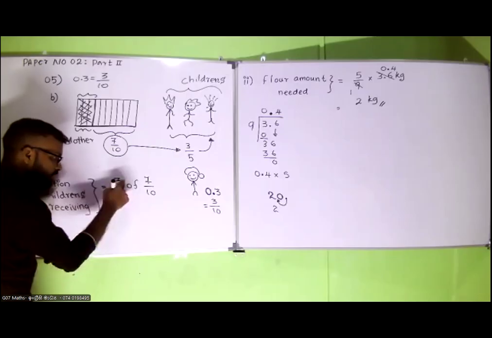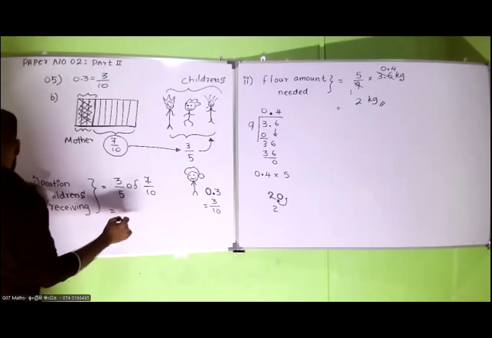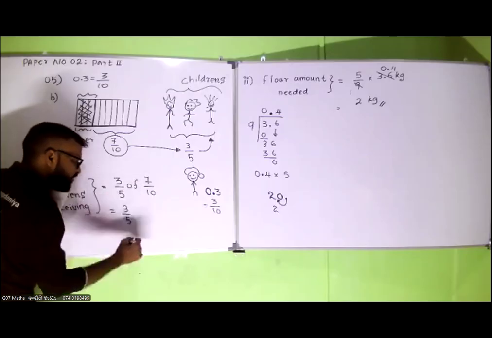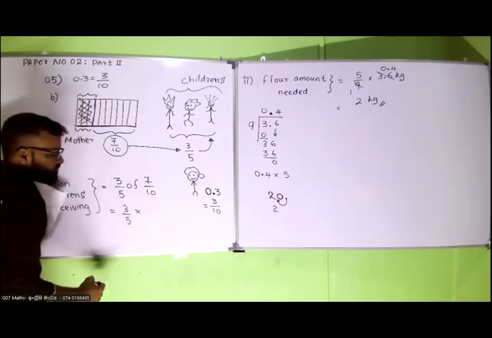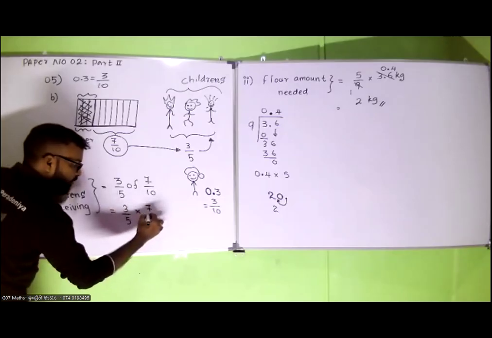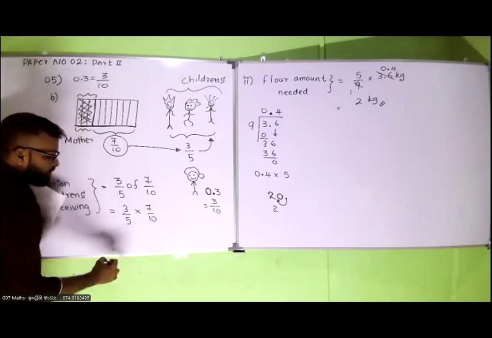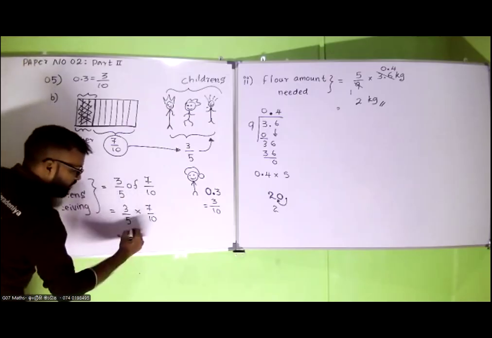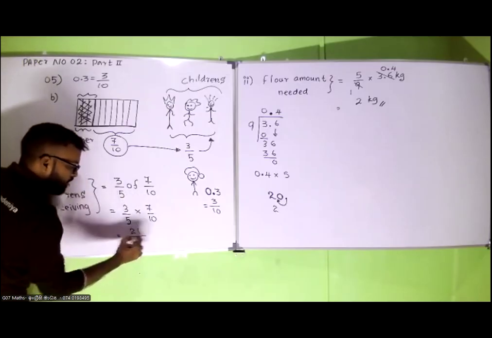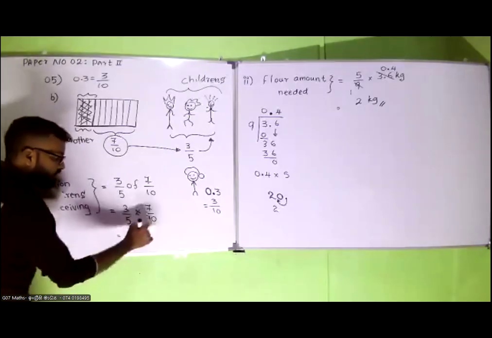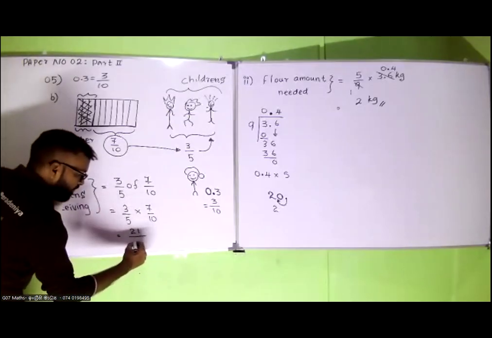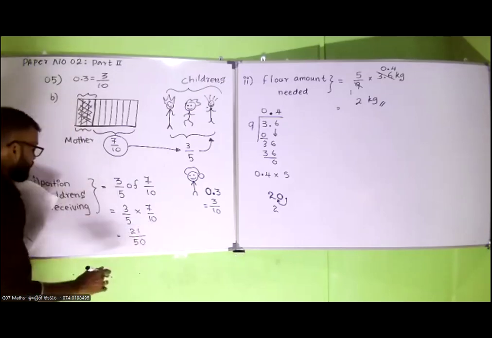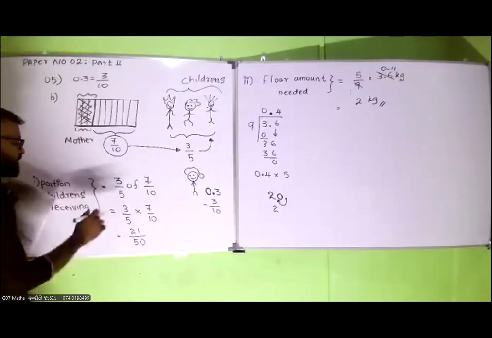What is the operation meant by "of"? Multiply. So 3 upon 5 times 7 upon 10. Numerator 3 times 7, 21. Denominator 5 times 10, 50. So this is the portion received by the 3 children.